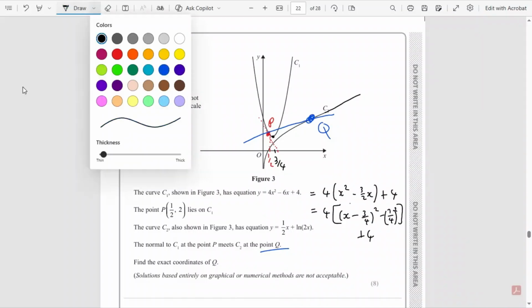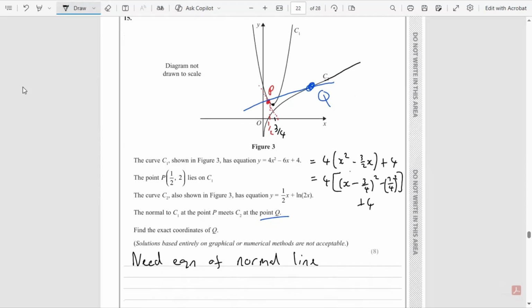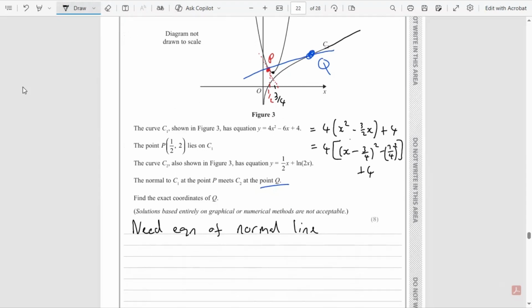Okay, so let's go ahead now then. So really what we need is the equation of this normal line. Let's make a note of this. We need the equation of the normal line. And how do you get the equation of the normal line for a curve? Well, you need the gradient of the normal line, obviously. And how do you get the gradient of the normal line? You use the negative reciprocal of the gradient of the tangent. So what we need, therefore, is the gradient of the tangent.